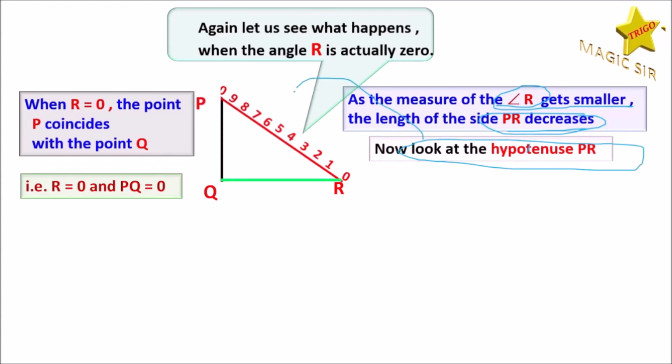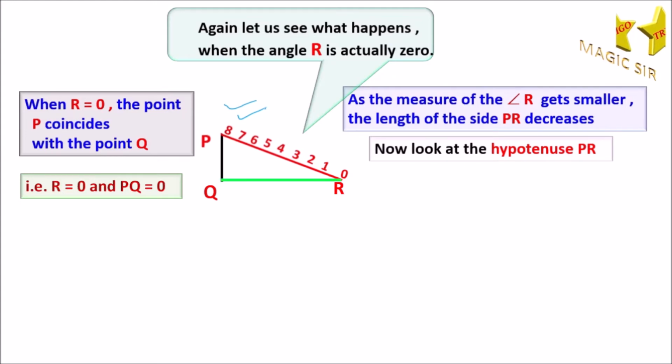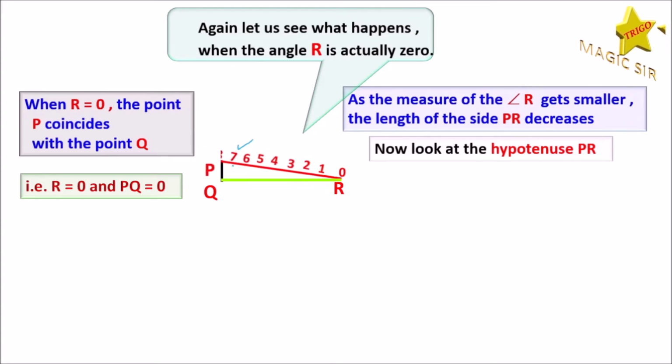Now PR is equal to 9 units. PR is decreasing. Now PR is equal to 8 units. Here we observe that angle R is very close to 0 degree. PQ is nearly 0 and PR is almost the same as QR.